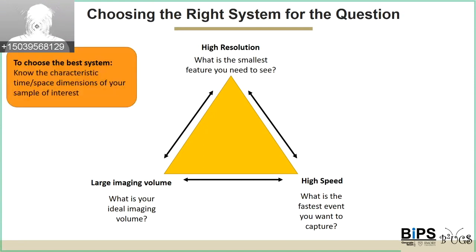With this in mind, to choose the best microscope for a given experiment, you want to consider what the characteristic time and space dimensions of the sample are. What's the smallest feature you need to see? What is your ideal imaging volume? And what is the fastest event you want to capture? This should give you an idea of where on this triangle you want to be and help you pick the best microscope accordingly.